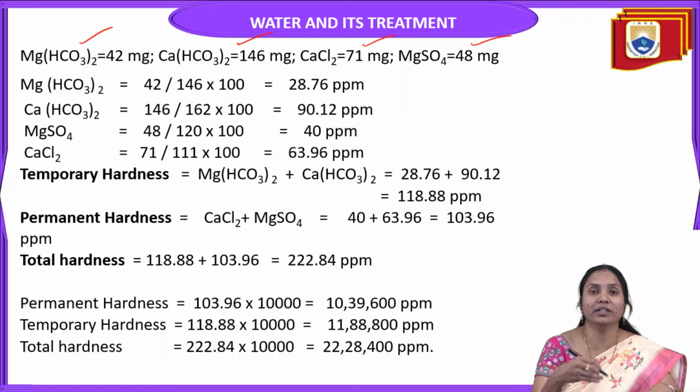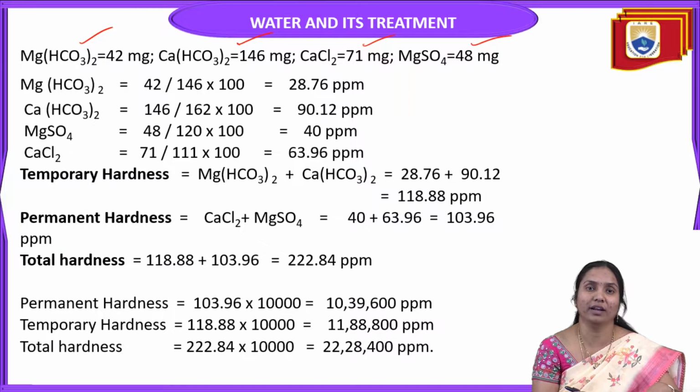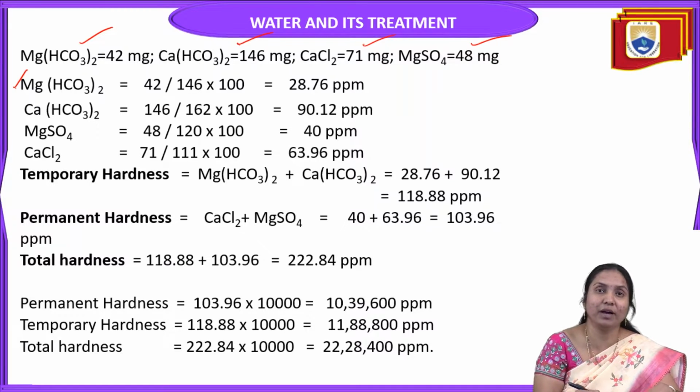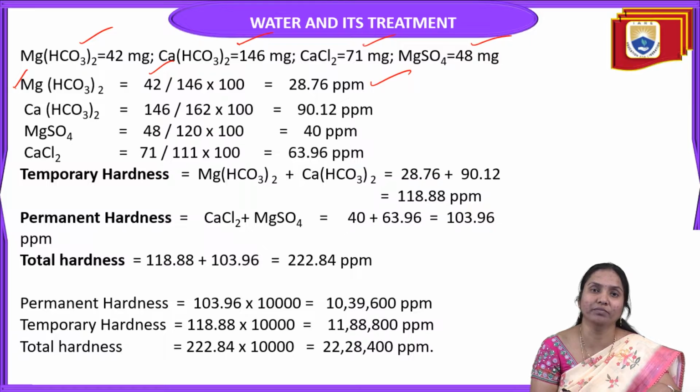Now how can we convert these hardness causing salts into CaCO3 equivalent terms? Weight of hardness causing salt by molecular weight of hardness causing salt into 100. First we convert magnesium bicarbonate. Weight of magnesium bicarbonate is 42 by molecular weight 146 into 100, which after calculation gives 28.76 ppm. ppm is parts per million, the unit of hardness.